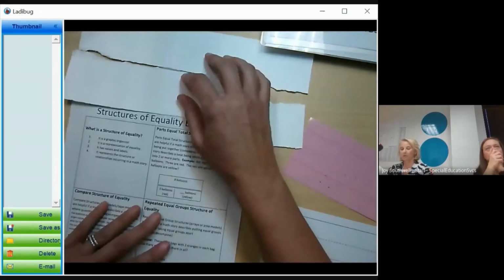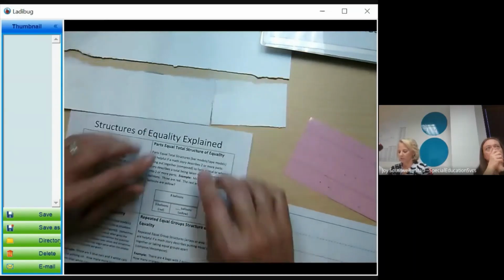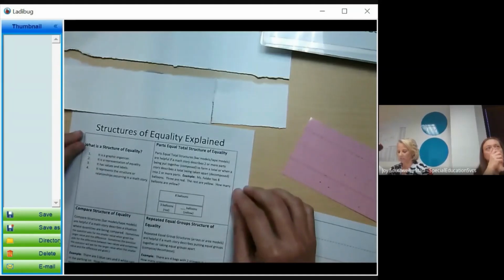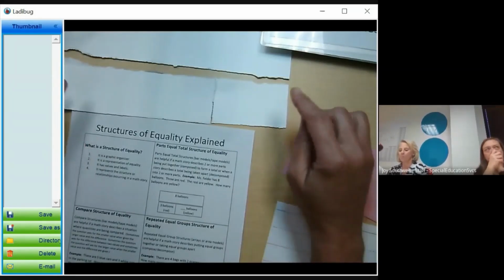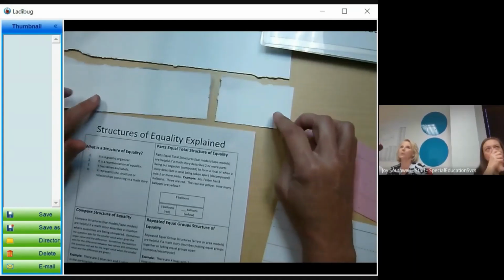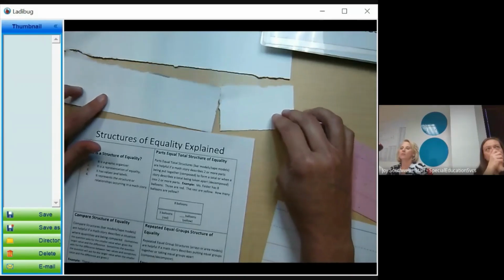to the parts equal total structure of equality. So let's talk about this. Parts equal total structures are helpful when a math story describes 2 or more parts being put together. Point to the bars that represent your 2 or more parts being put together. So identify those or hold them up.